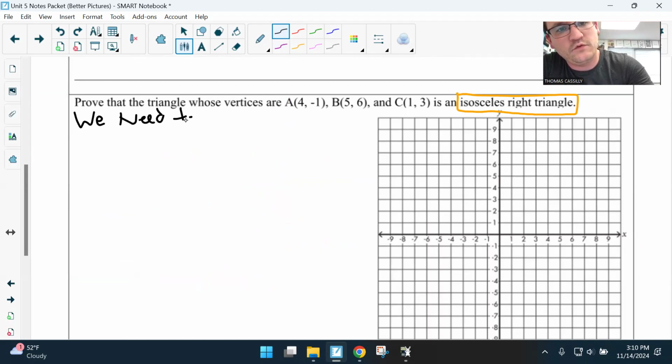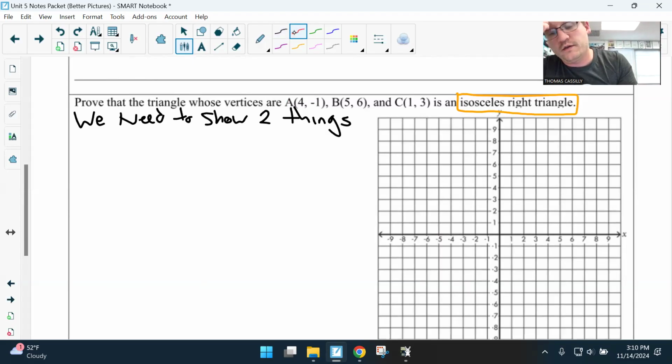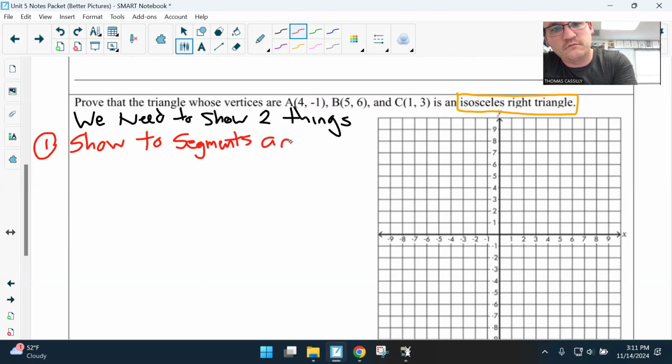We need to show two things. What do we need to show? Since it's an isosceles right triangle, I'll do the slopes first. Show that two segments are perpendicular. And we do that with slopes.